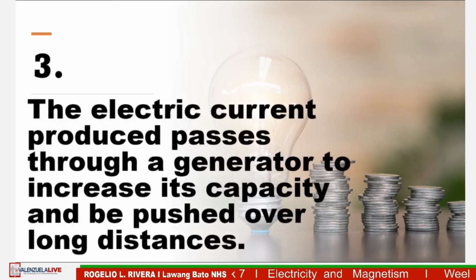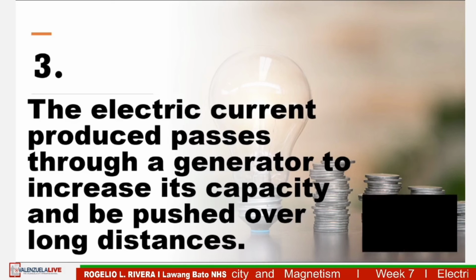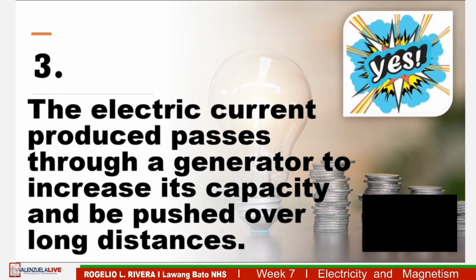This is the number 3. The electric current produced passes through a generator to increase its capacity and be pushed over long distances. You have 5 seconds to comment your answer and the timer starts now. Time's up. The correct answer is yes.